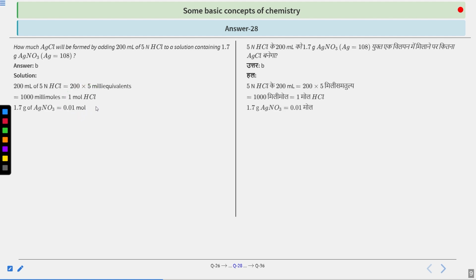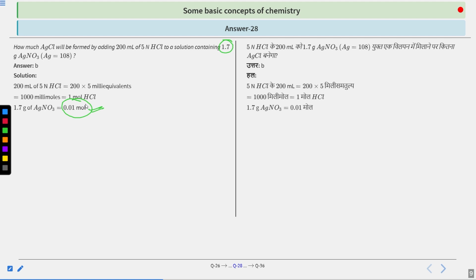Then, according to the given equation, how much AgCl will be formed by adding this to the solution containing 1.7 gram of AgNO3? Since we have 1.7 gram of AgNO3, that means it is 0.01 mole of AgNO3. You get this very easily, because the mass is given and given mass divided by molar mass is the formula for calculating the number of moles. So they have calculated the number of moles of AgNO3.